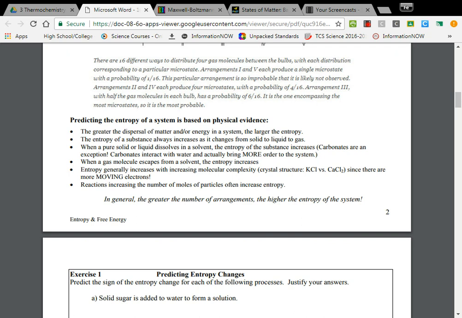Well, the correct answer here is that I'm going to decrease my entropy when I go from a higher moles of gas to a lower moles of gas. And if I decrease my entropy there, I get a negative delta S quantity.